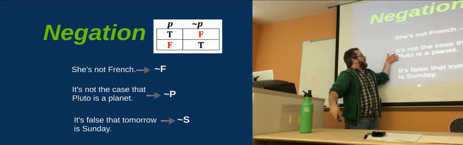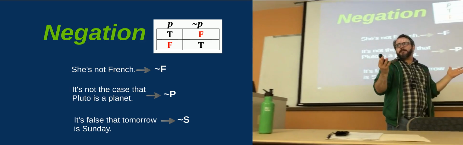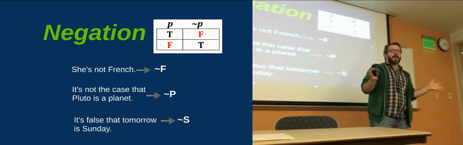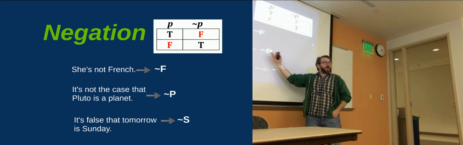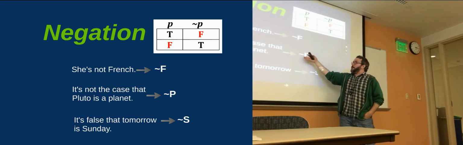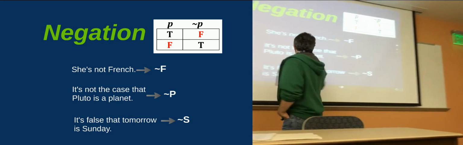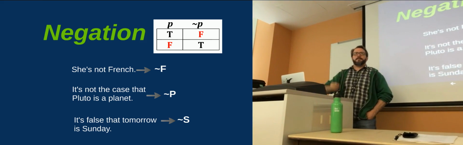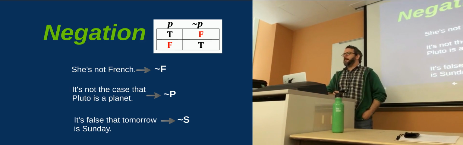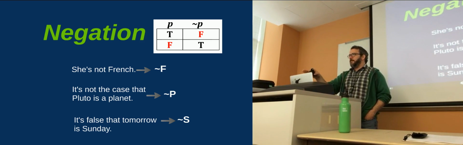Yeah. It's not the case that Pluto is a planet. Let P be Pluto is a planet. Then tilde P is it's not the case that Pluto is a planet. If Pluto is a planet, then it's not the case that Pluto is a planet is false. If it's false that Pluto is a planet, then it's not the case that Pluto is a planet is true. It's false that tomorrow is Sunday. Tilde S, where S represents tomorrow is Sunday. Makes sense, right? Pretty straightforward?